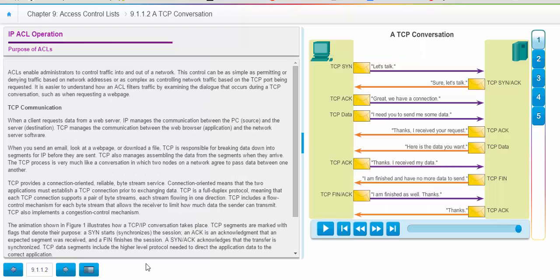Our ACLs are going to enable you as the administrator to control the traffic on your network, both in and out of the network. And this control can be as simple as permitting or denying traffic based on a network address, or it can be very complex based on the TCP port being requested. It's easier to understand how an ACL filters traffic by examining the dialogue that occurs during a TCP conversation, such as requesting a web page.